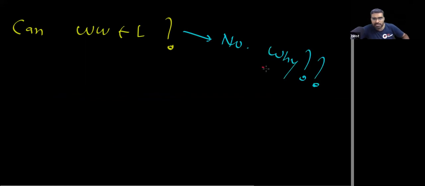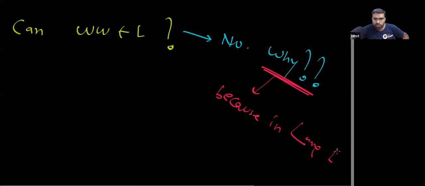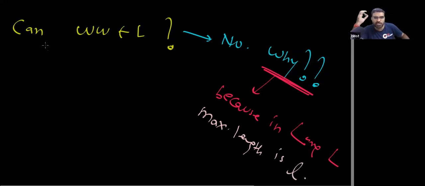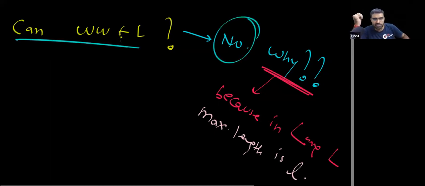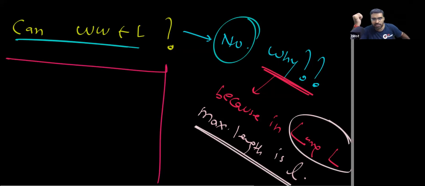Because in this language L, the maximum length is L. Is this point clear? Did you understand the proof? So can this string belong to L? The answer is no. This string cannot belong to L because in this language L, the maximum length was L.